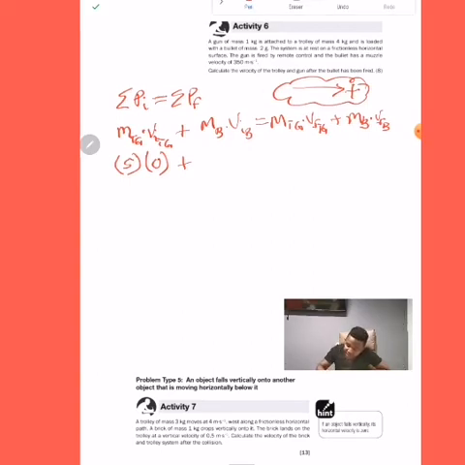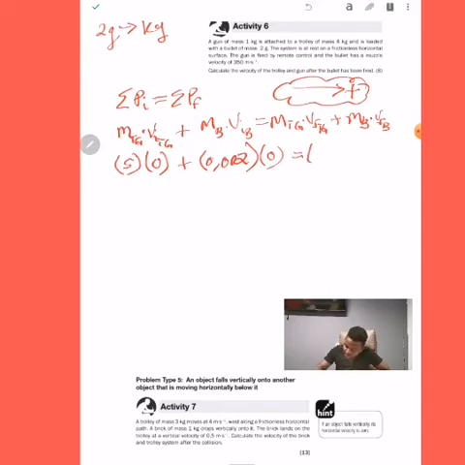Then our mass of the bullet is 2 grams. That is not a usable mass in these problems, so we will have to convert 2 grams into kilograms. So 1 kilogram is equal to 1,000 grams. So we will divide 2 grams by 1,000. So this is 0.002 kilograms, multiplied by the initial velocity of zero.